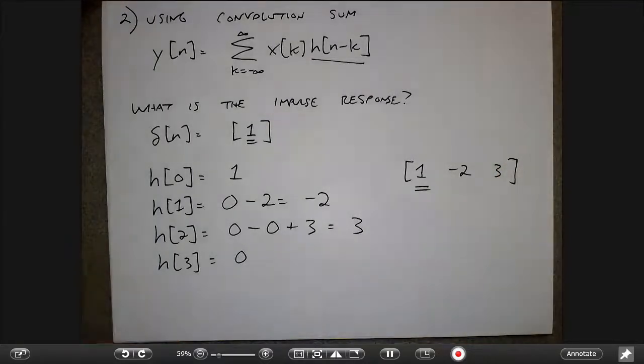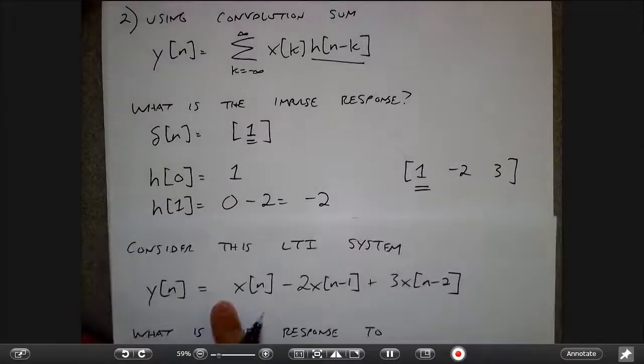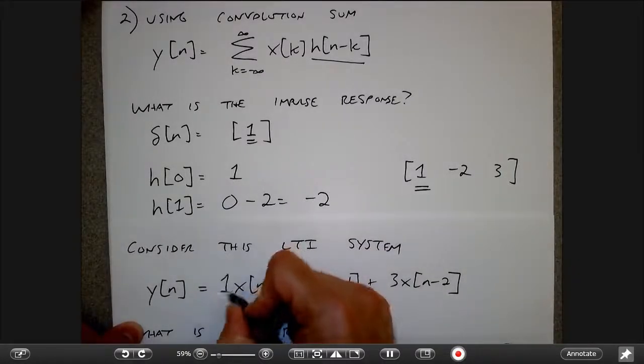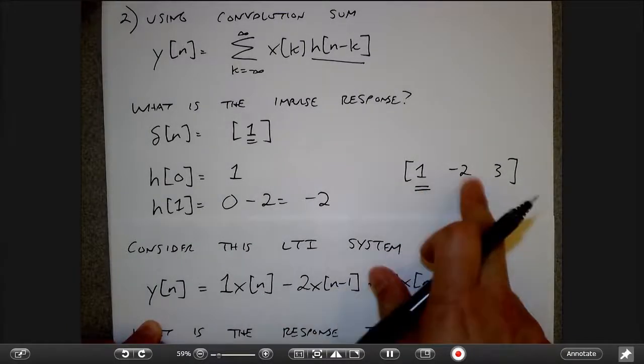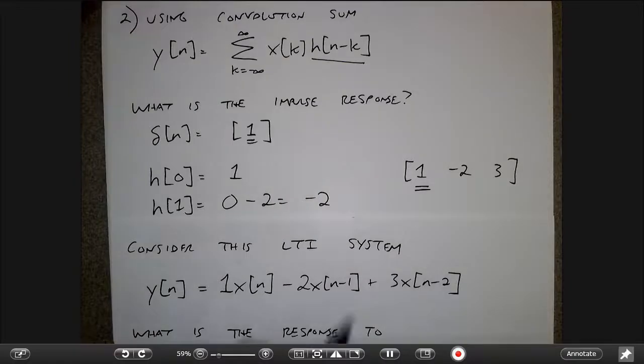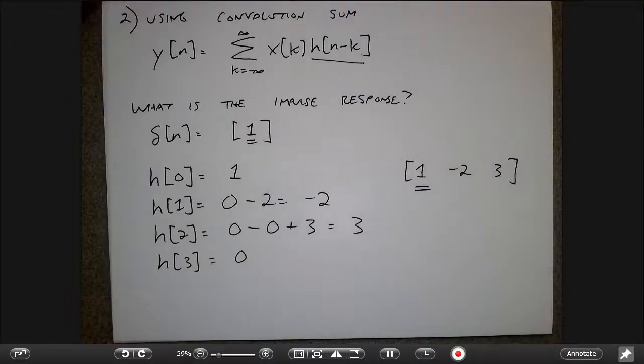And, because I am a professional, I know that if I look at these coefficients on the original system, I can just read off the impulse response, right? 1, minus 2, 3 is the same as this 1, minus 2, 3 here. And so all you're doing is writing down the coefficients on each of the delayed versions of the signal. So when I ask you for the impulse response of some system, you don't have to go through and churn it out. You can usually read it off from the form of the system, okay?